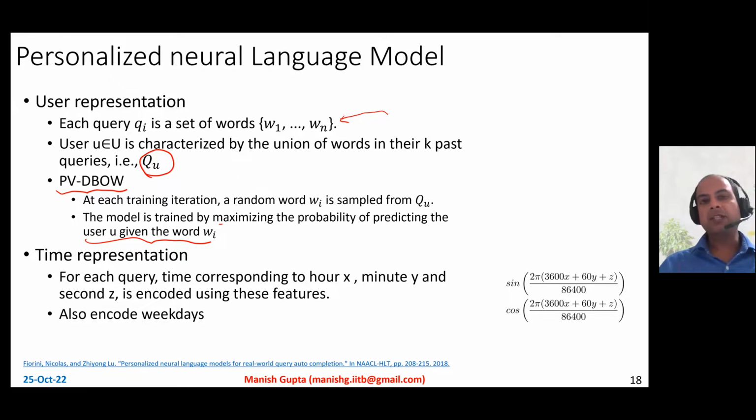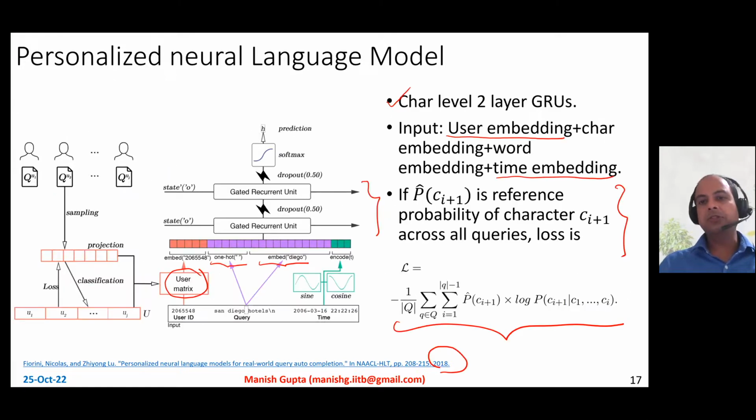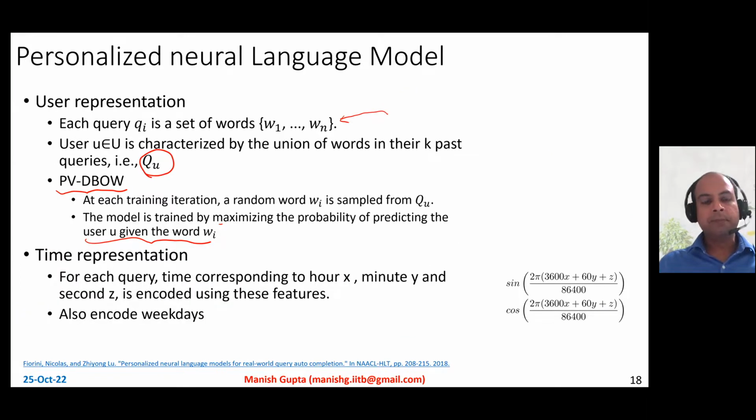That is how these user embeddings are learned, and then you would use those user embeddings by feeding them as input for every character that is passed as input to the GRU encoder. Time representation: the time is represented as hours, minutes, seconds, and also weekdays. Just like the transformer models popularly used sine and cos based embeddings for positions, these folks basically use sine and cos functions so as to encode time and pass it also as input for the character based RNN model.